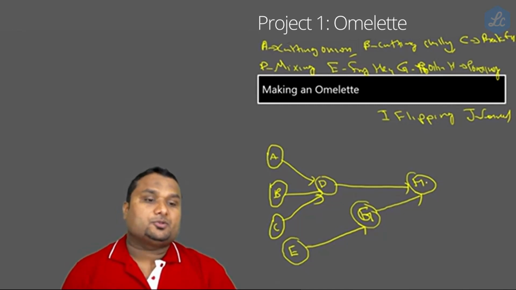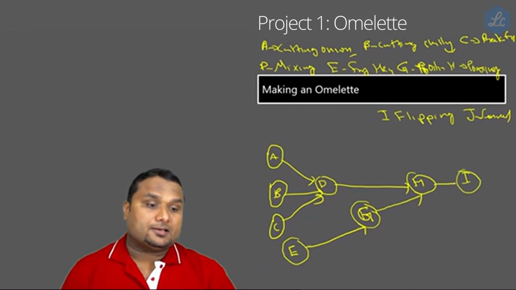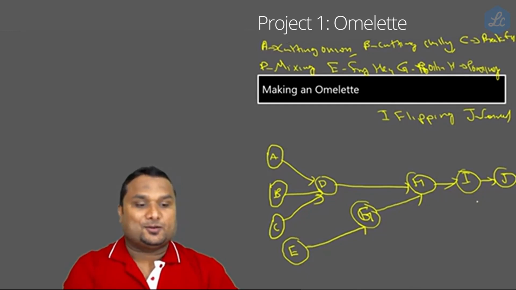So once you poured, it will be half baked. So once it is half baked, we have to flip it, that means we have to turn it. And after flipping it, finally, the last step, we have to serve it. This is a great project of making an omelette. Hope you got a basic idea. Now, look at here. The step H has to be done only after doing step D and only after doing step G. You got the idea?